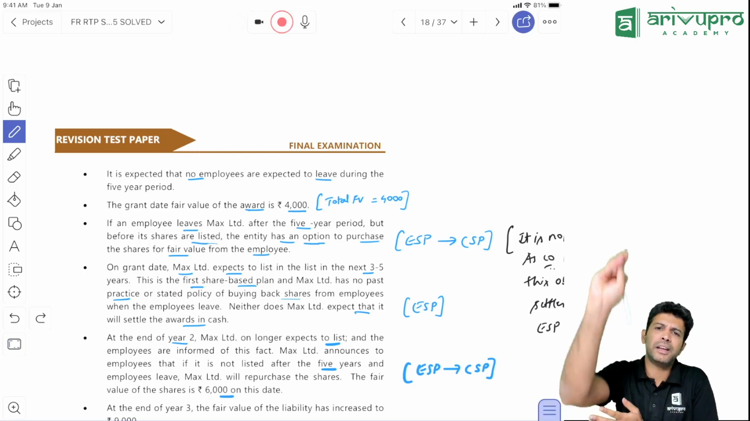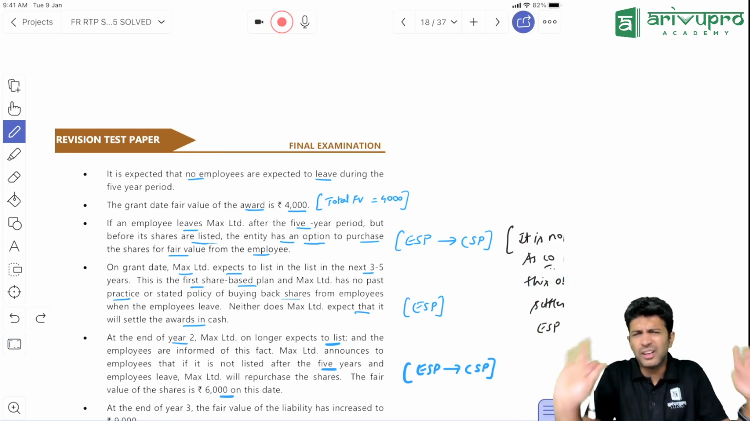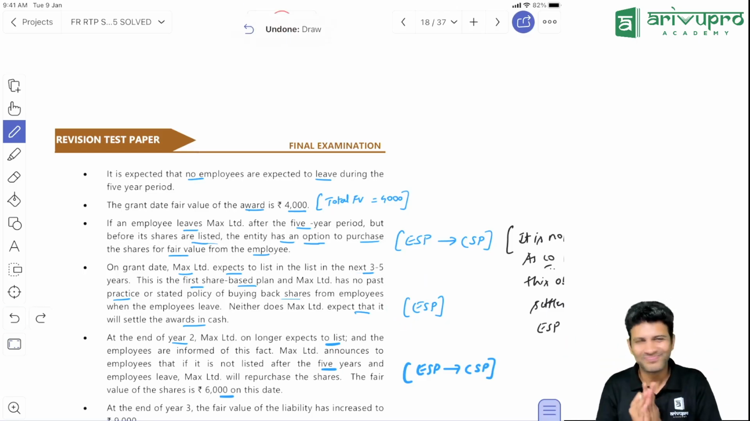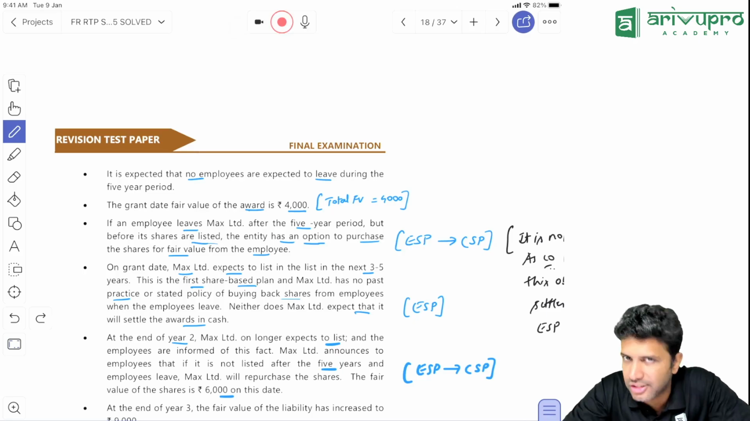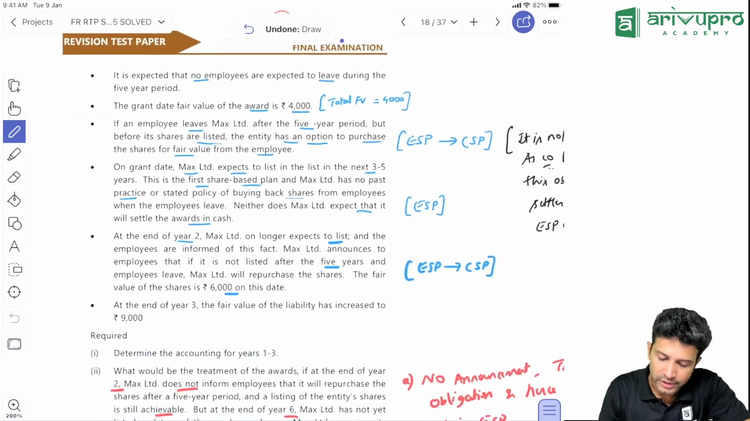Company will give shares to the employee provided they work for 5 years, and company itself is saying we have no intention to buy it back. That means it will become pakka equity settled plan. Though this feature is there, company is saying we have no intention to utilize this option. Hence, equity settled plan. Okay, ji. All right. This is one.